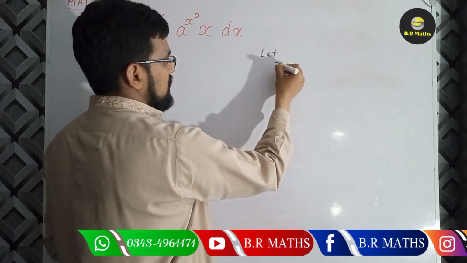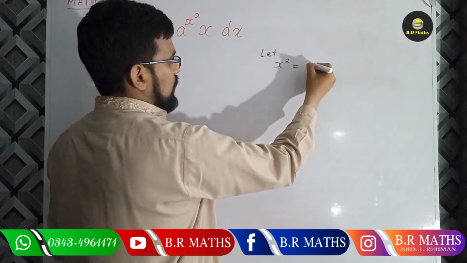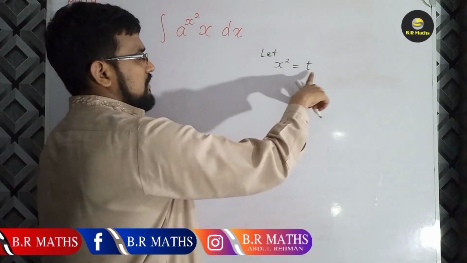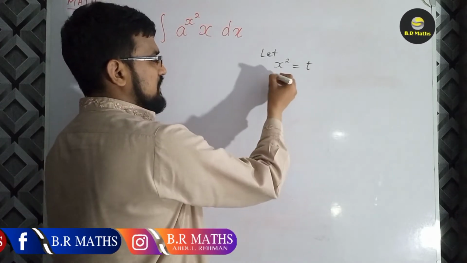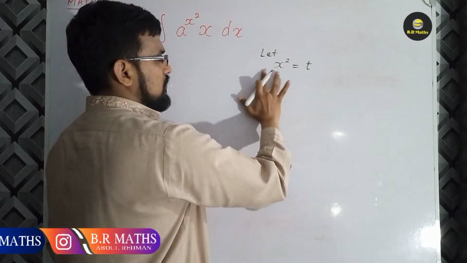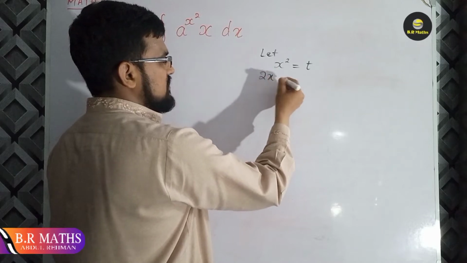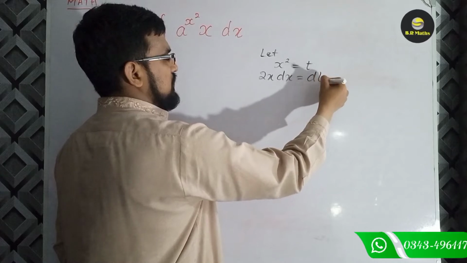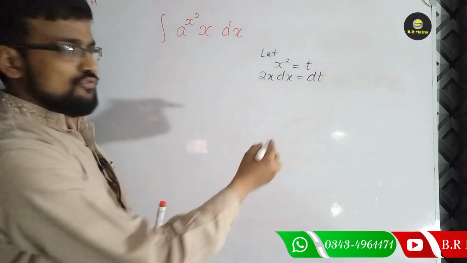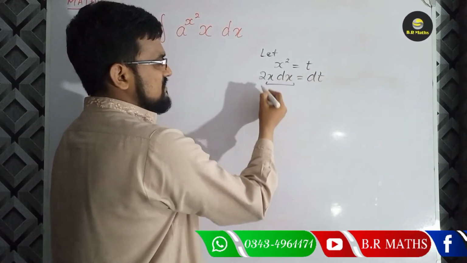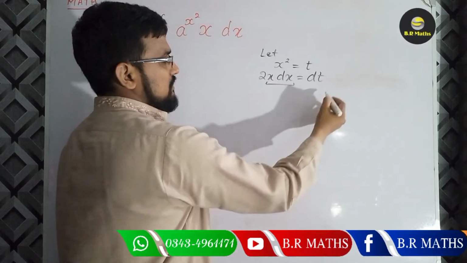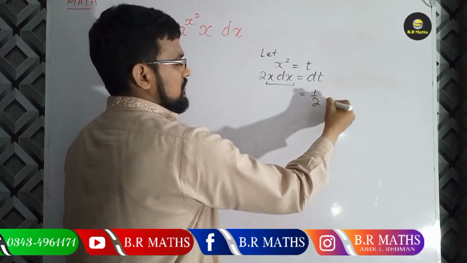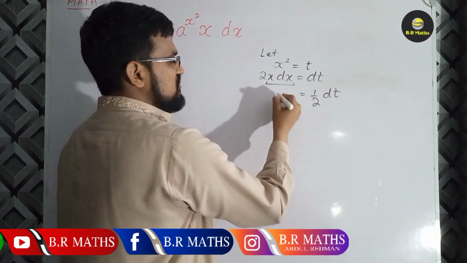x square is equal to another variable t, and then take the derivative on both sides: 2x dx becomes dt. So this x dx, the 2 is multiplied on the left, so it becomes a divide when moved from left to right, of this shape.